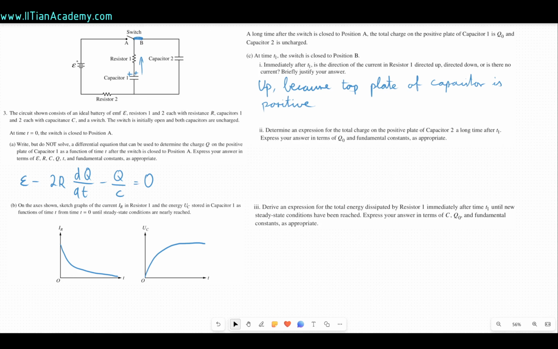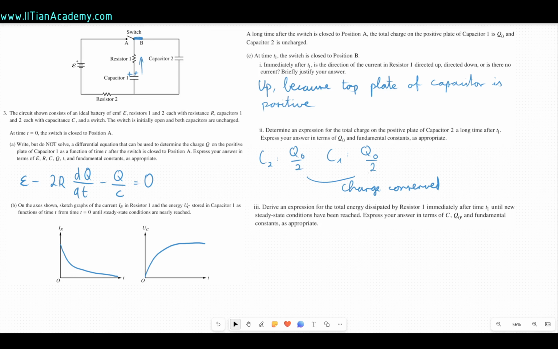In part 2, we need to determine an expression for the total charge on the positive plate of capacitor 2 after some time t. So what we need to note here is that both capacitors have the same capacitance according to the question. So since they have the same potential difference and charge has to be conserved, the charge on capacitor 2 will simply be Q0 over 2, and so will the charge on capacitor 1. Their sum has to be Q0, so that charge is conserved. And they have the same capacitance, so the ratio of their charge will be the same.